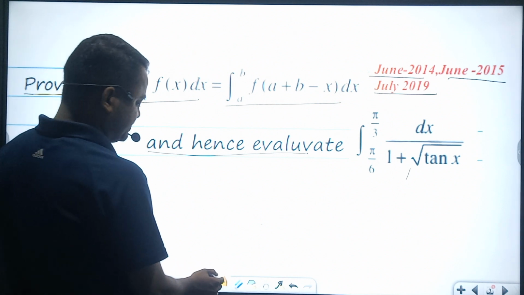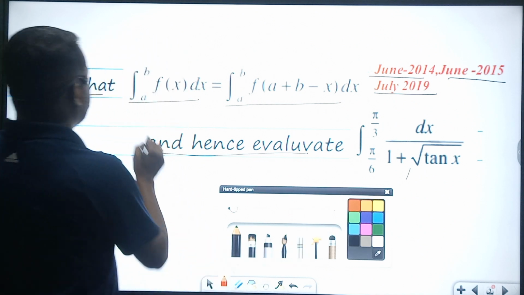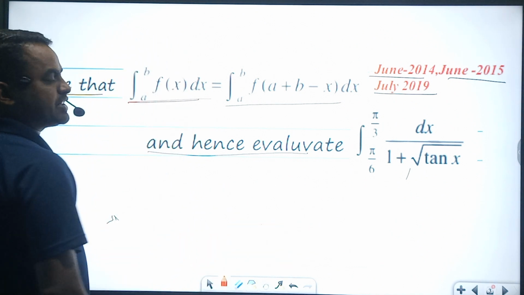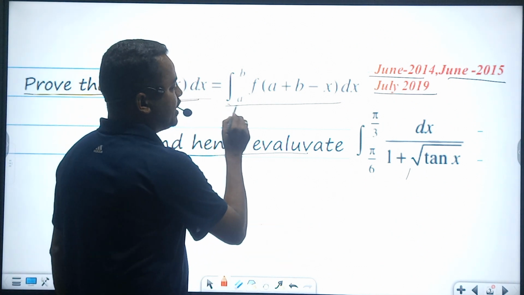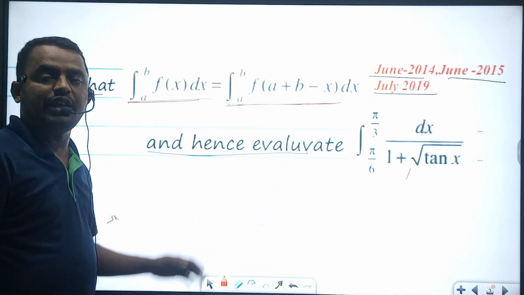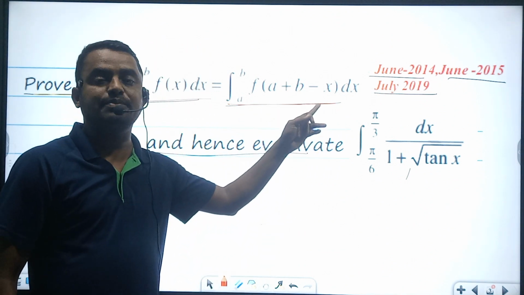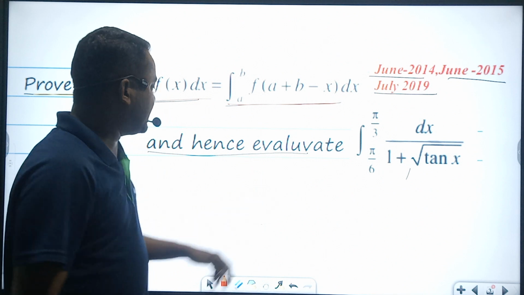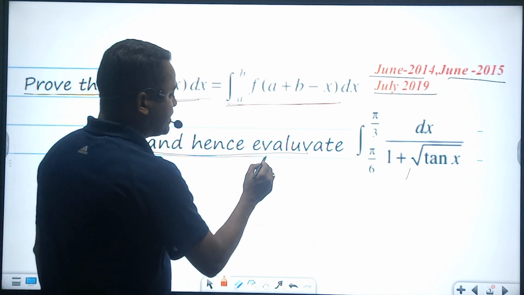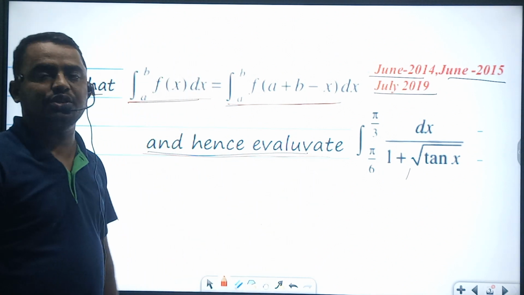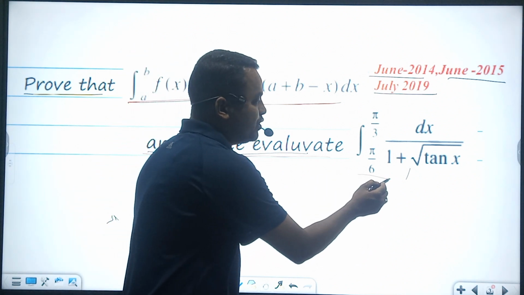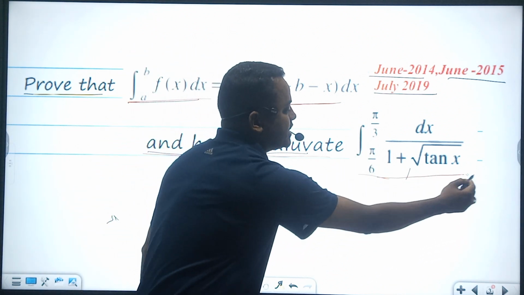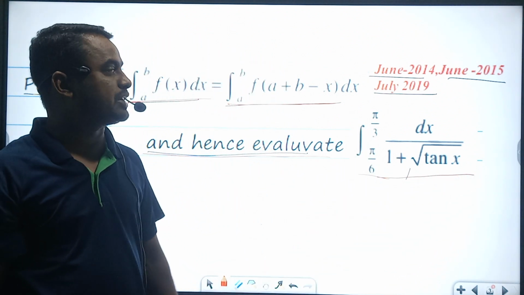Prove that integration of a to b f of x dx is equal to integration of a to b f of (a plus b minus x) dx, and hence evaluate integration of 5 by 6 to 5 by 3 dx divided by 1 plus root tan x.